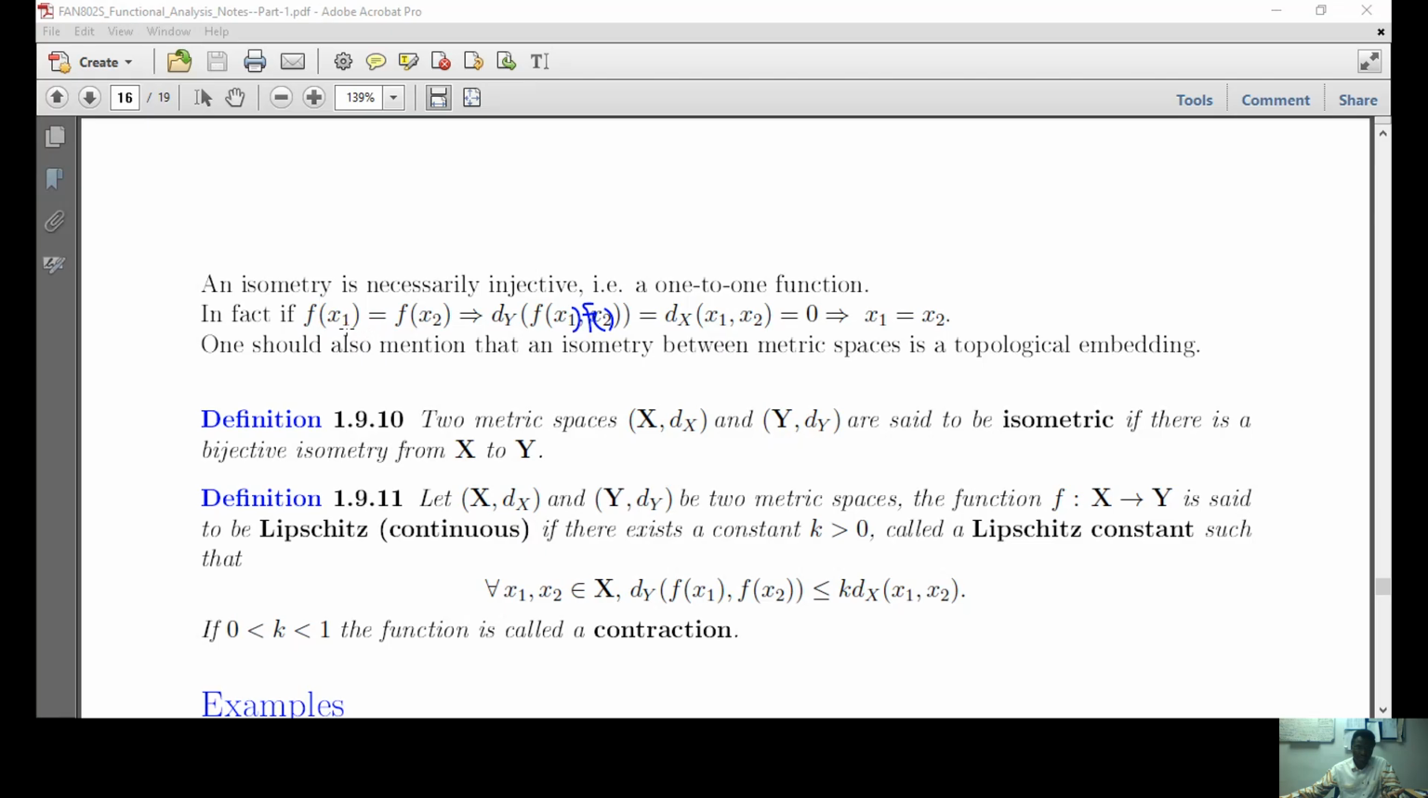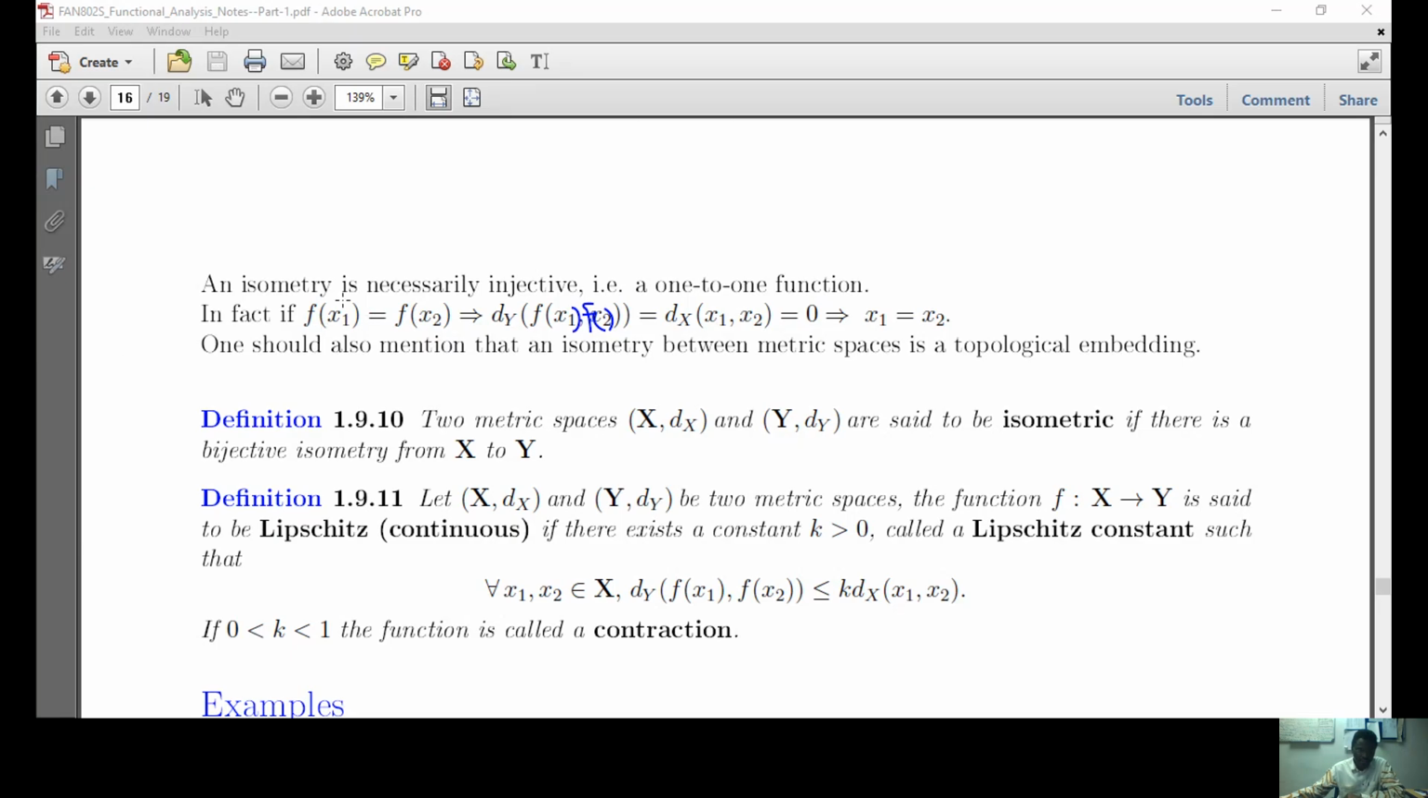Okay, now we assume that f(x1) is equal to f(x2) and that f is an isometry. Now, we compute the distance from f(x1) to f(x2). Because it's an isometry, it will be the same as the distance in X between x1 and x2, right? And this distance is 0. Why is it 0? Because f(x1) is equal to f(x2). We know that one property of the distance is that if two points coincide, the distance between the two is 0, because it's the same. The distance from x to y is 0 if and only if x is equal to y.